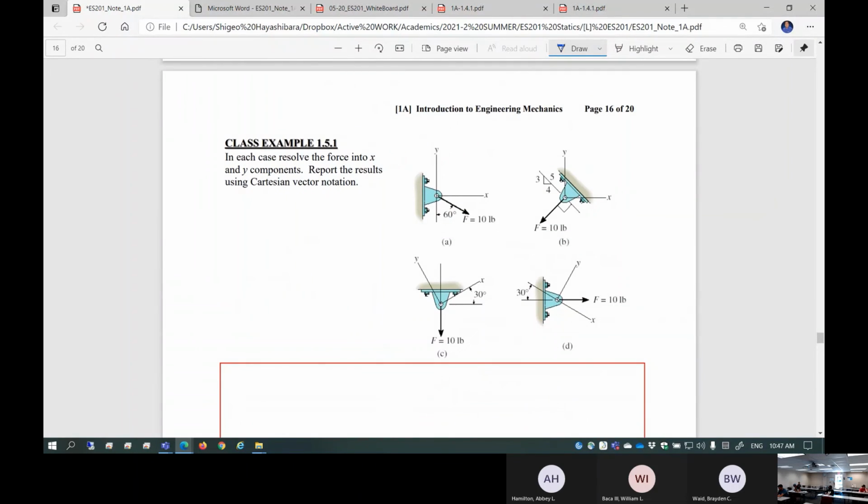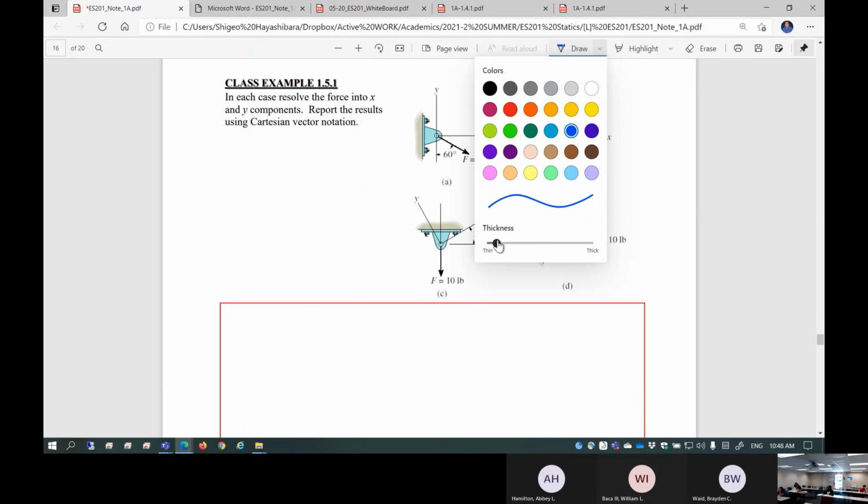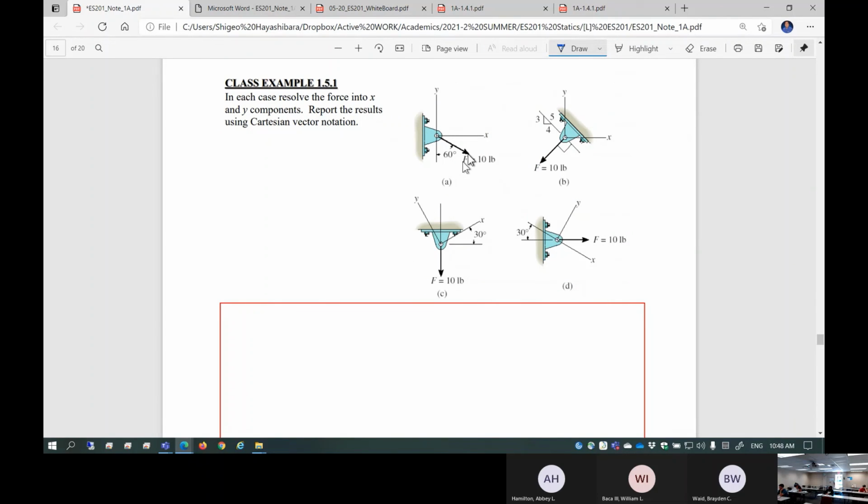So this is the class example. Let's just try doing it. In each case, resolve the force into x and y components. Report the results using Cartesian vector notation. Looks like 4 problems. Okay, so let's begin with A.